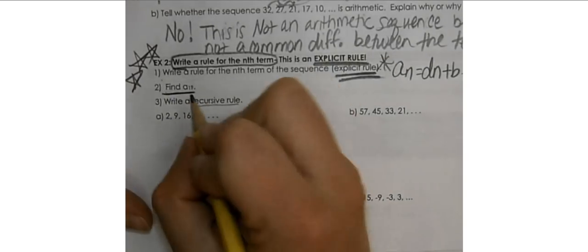Then we want to identify what value is in the 19th position. So a sub 19 means that we're going to let n equal 19, and we need to identify what a sub n is. We're trying to figure out what value is in the 19th position.